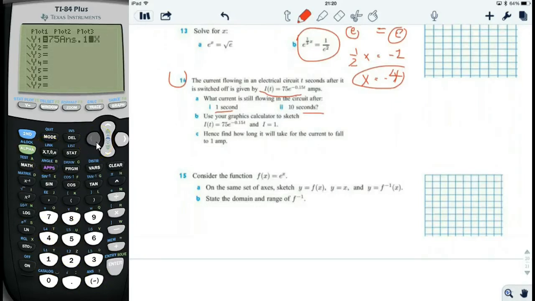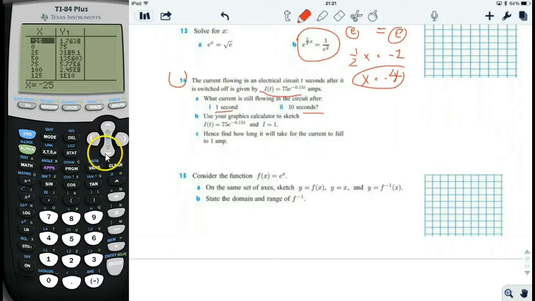Oops, I just did something wrong here. I want 75 e to the 0.15 x. And then I'll just delete these. Delete, delete, delete, delete. And now I can graph it, see what it looks like. But what I really want to see is the table values, because in the table values, it gives me the numbers that it's asking for.